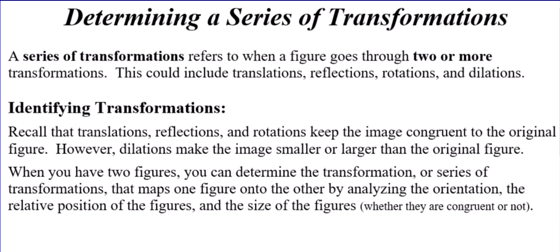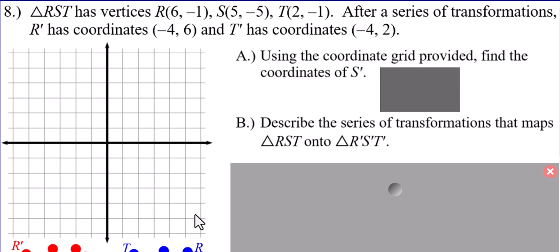This is Mr. Underkoffler, and this is part 2 of the guided notes on determining a series of transformations, where we are going to start with number 8 and 9. They are open-ended problems that are after this first 7 multiple choice problems. Okay, so let's get started. Problem number 8. Follow along with me here as I read the problem out loud. I will do this one with you, and then you'll end up doing number 9 on your own.